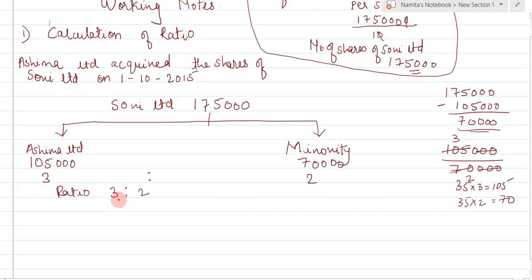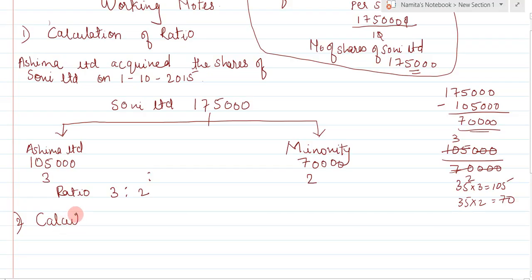On the basis of this ratio, we have to divide capital profit and revenue profit. Okay, so the ratio is very important. So how can we find the ratio? On the basis of number of shares. How many shares Sony Limited has, and out of that how many Anshima Limited has acquired, and the remaining shares belong to the minority.